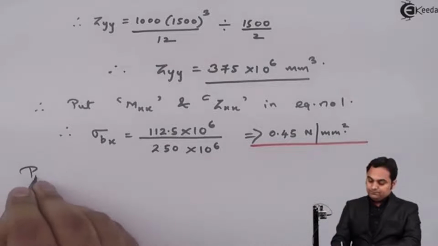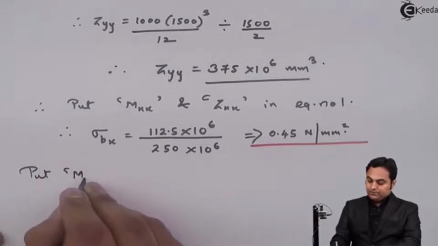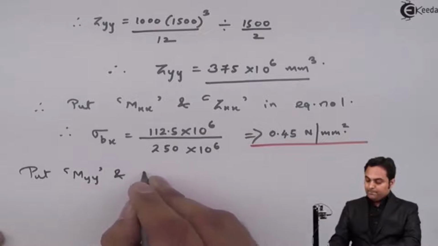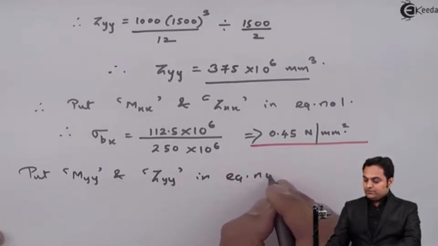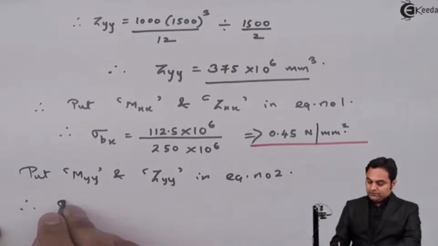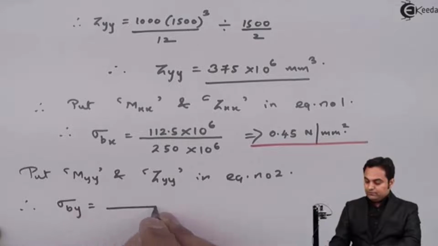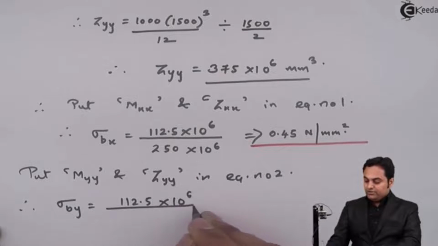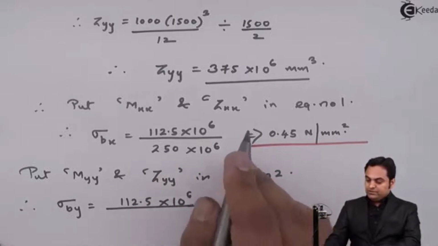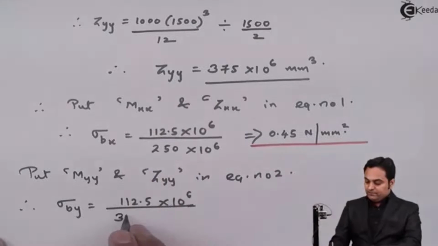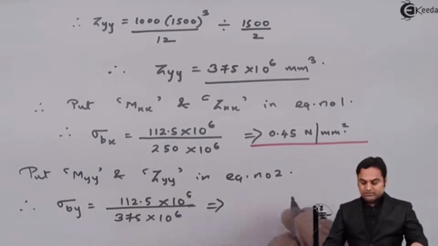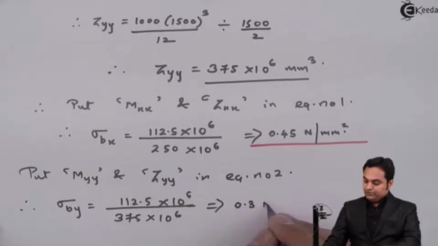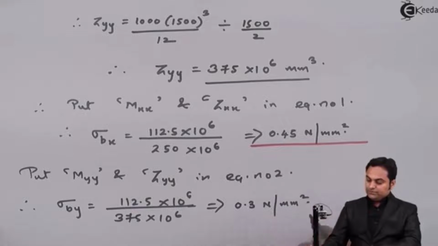Similarly, put Myy and Zyy in equation number 2. So sigma by is equal to Myy, Mxx and Myy both were the same, 112.5 into 10 raised to 6, divided by Zyy, 375 into 10 raised to 6. From this, the answer is 0.3 Newton per mm square.